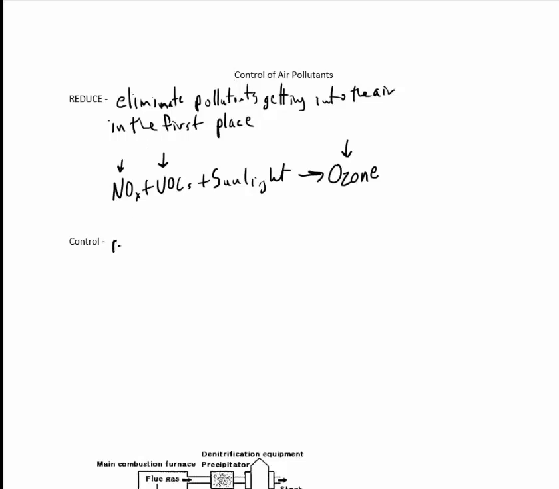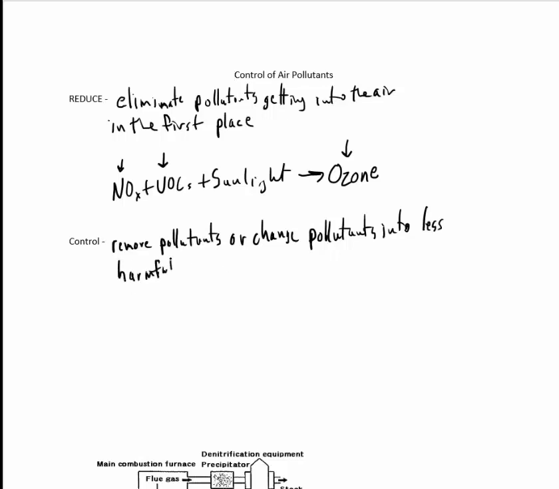So control involves removing pollutants or changing the pollutants into less harmful chemicals. If we can remove the pollutants or change the pollutants into less harmful chemicals, then that's a good thing. Probably one of the best examples of that is CO, carbon monoxide, changing it to carbon dioxide.